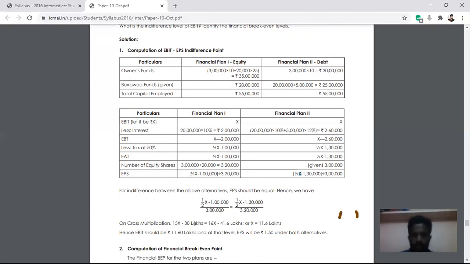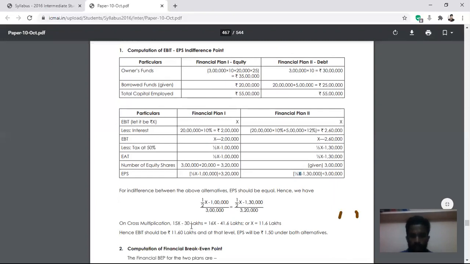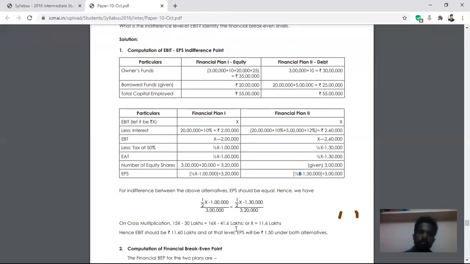So on cross multiplication, 3 lakh should come here and 3 lakh 20,000 should come here. If this 3 lakh is multiplied with this numerator, 3 lakh into 0.5 is 1.5x, and 3 lakh into 1 lakh is 30 lakhs. So 1.5x minus 30 lakhs is equal to 3 lakh 20,000 into 0.5x minus 1 lakh 30,000, which is 1.6x minus 4.16 lakhs. Solving this, x is equal to 11.6 lakhs.